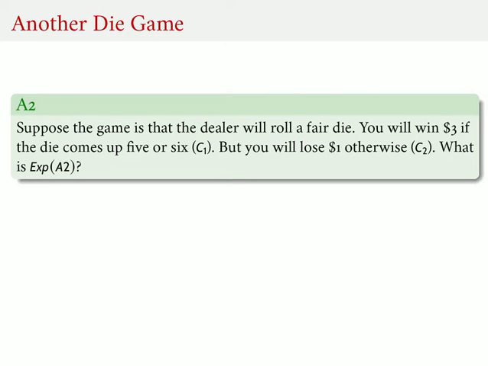So I want you to consider another example. Suppose the game in question is that the dealer is going to roll a fair die. So you'll win $3 if the die comes up 5 or 6. So far this is the same as the die game from the previous video. But if the die does not come up 5 or 6, if it comes up 1 to 4, you're going to lose $1. Okay, so in the earlier die game, you lose nothing. You just get $0 if you get 1 to 4. But in this case, if the die lands 1 to 4, you'll lose $1. You have to pay $1 to the casino.